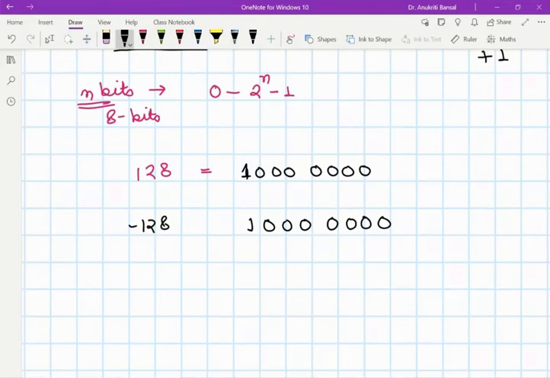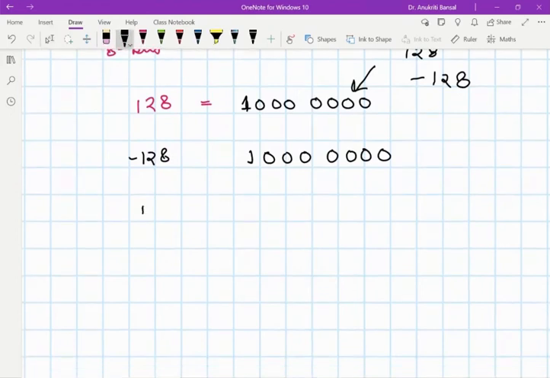This is what you are getting. Yes, ma'am. But this is the big ambiguity, no? We cannot have the same representation for two different numbers. So either we can use this representation for 128 or we can use it for minus 128. Now how to find it out?